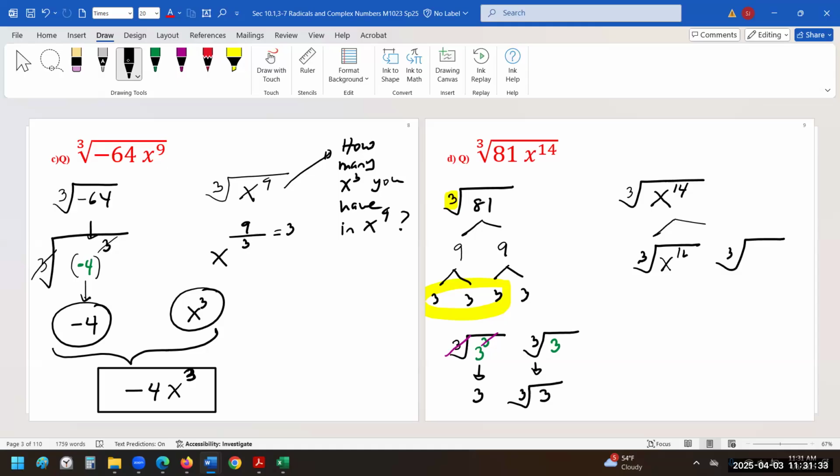And then how many do we have left after we use 12? 2. So 2 go inside one of them because this is not divisible by 3, but this is divisible by 3. So this becomes x to the 12 over 3. 3 goes into 12 how many times? 4, right? So we get x to the 4 here without radical, but this one is smaller than 3, so we bring it down.